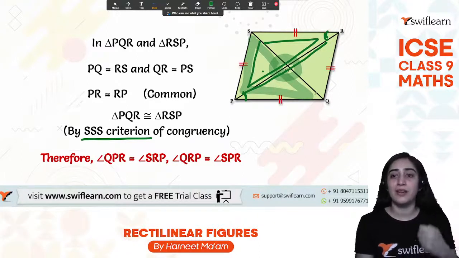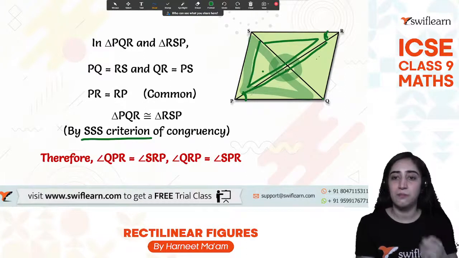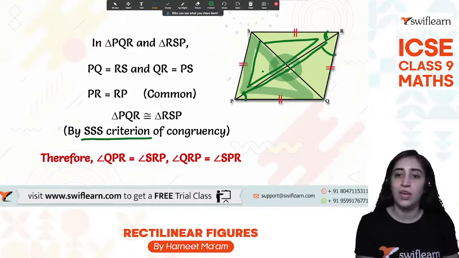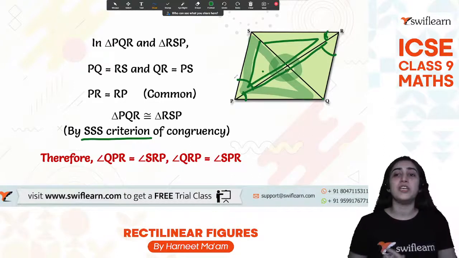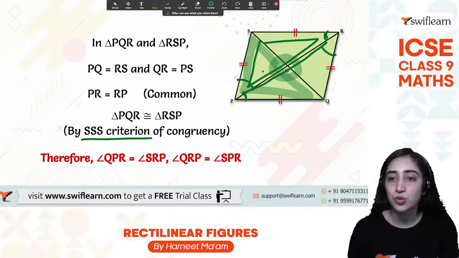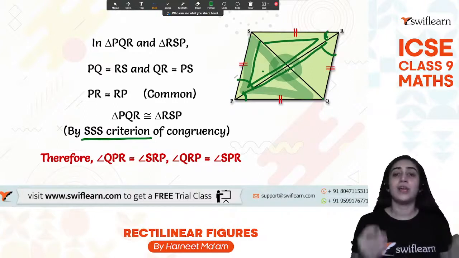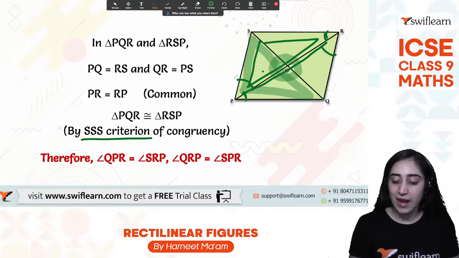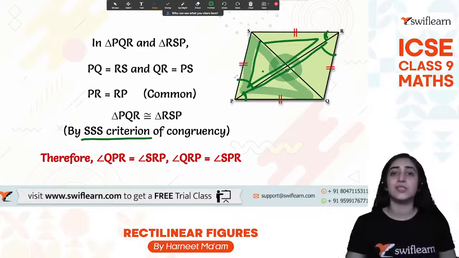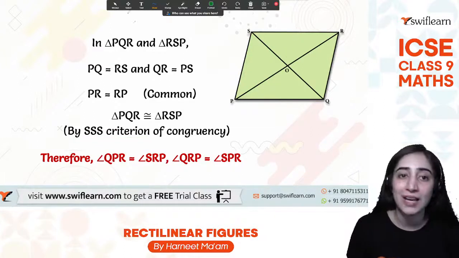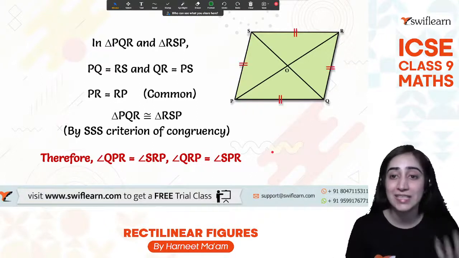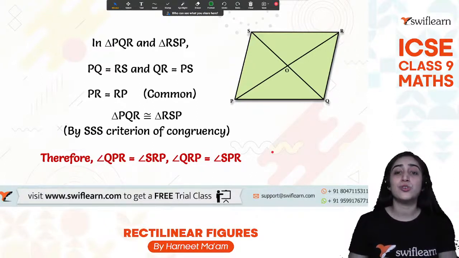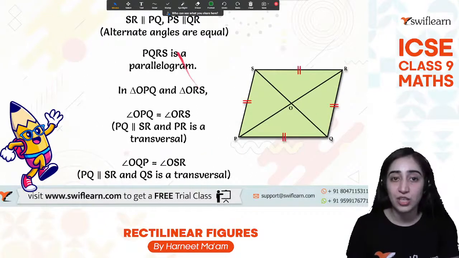Similarly, moving on to the next one, QR and PS. So this angle will be equal to SPR. So this is how we are able to prove these two are congruent to each other, right? So now when I know they are congruent, their angles are equal. So this is what is needed. We are able to prove by side congruency that these two triangles are congruent to each other.